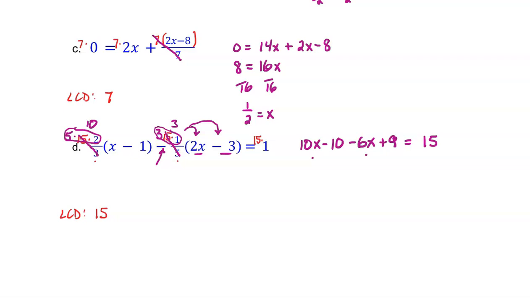10x take away 6x is 4x. Negative 10 plus 9 is negative 1. Add 1 to both sides. 4x equals 16. 4 times 4 equals 16. Therefore, x equals 4.